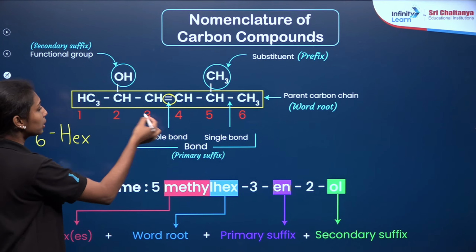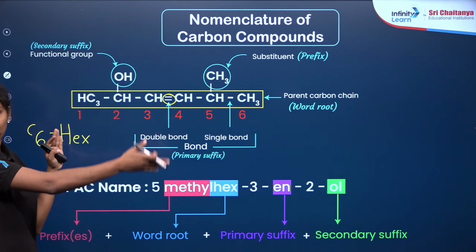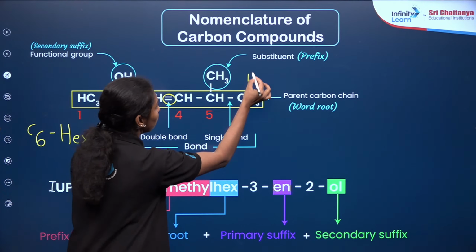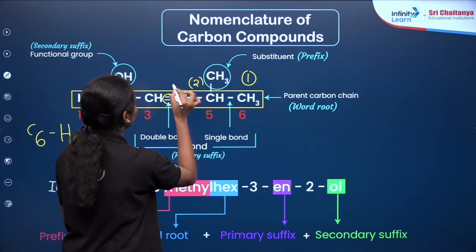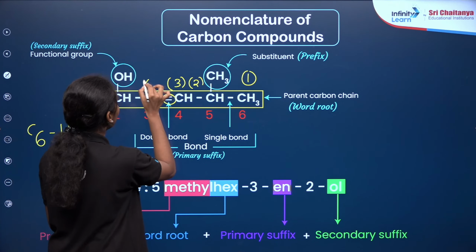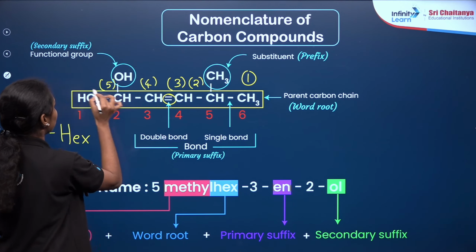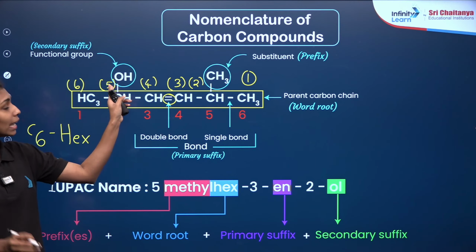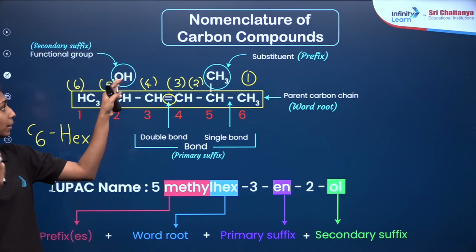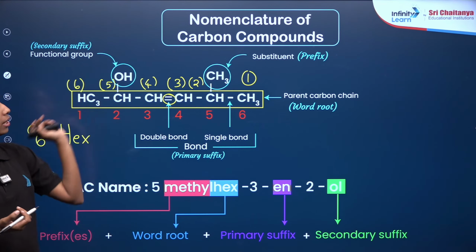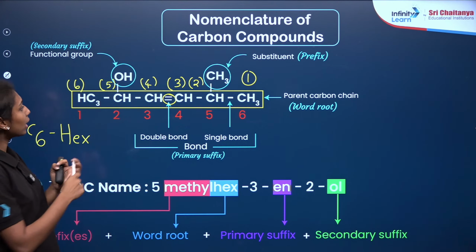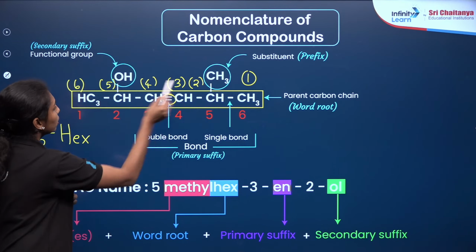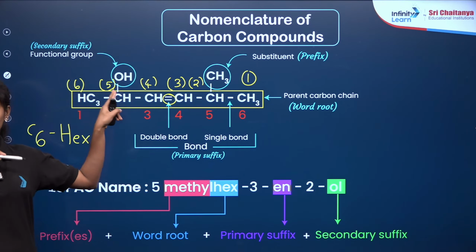One is given here, 1, 2, 3, 4, 5, 6 from my left to right. Then one more possibility is from here, 1, 2, 3, 4, 5 and 6. According to our previous rule, if we are having the OH group, it must get the least numbering, right? If we are considering here, according to this rule, it will be 5th position, right? It will be 5th position.